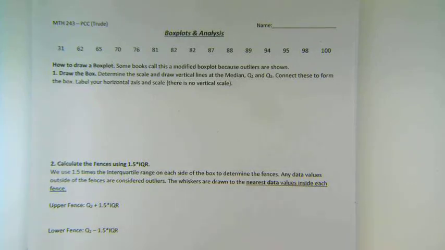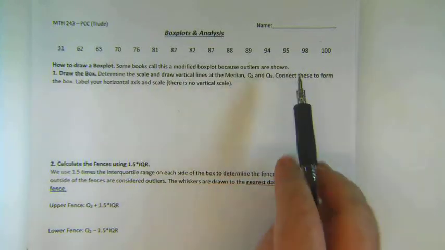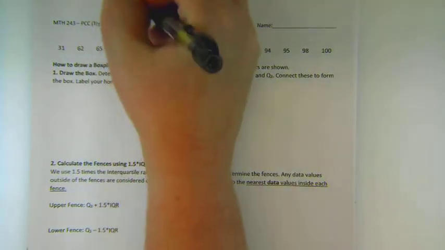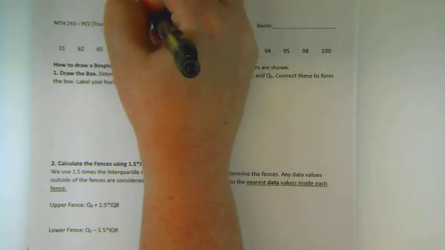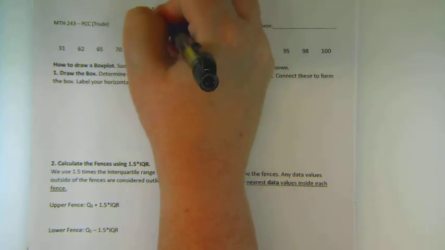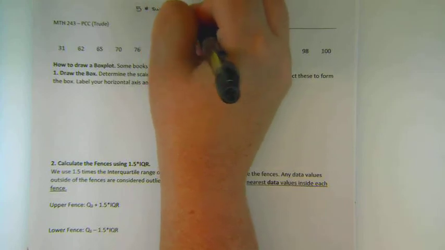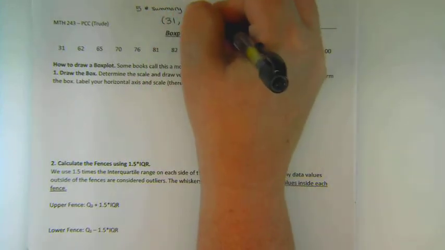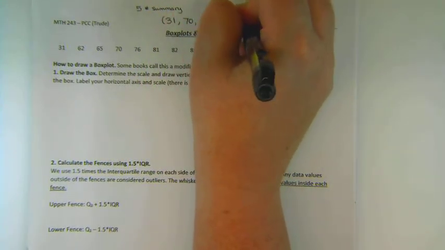So going back to the 15 exam scores, what we want to do is create a graph called a box plot. And the box plot uses the 5-number summary. This is the same data as before, for which we found a 5-number summary. Let's just write that up here, where we had 31, 70, 82, 94, 100.